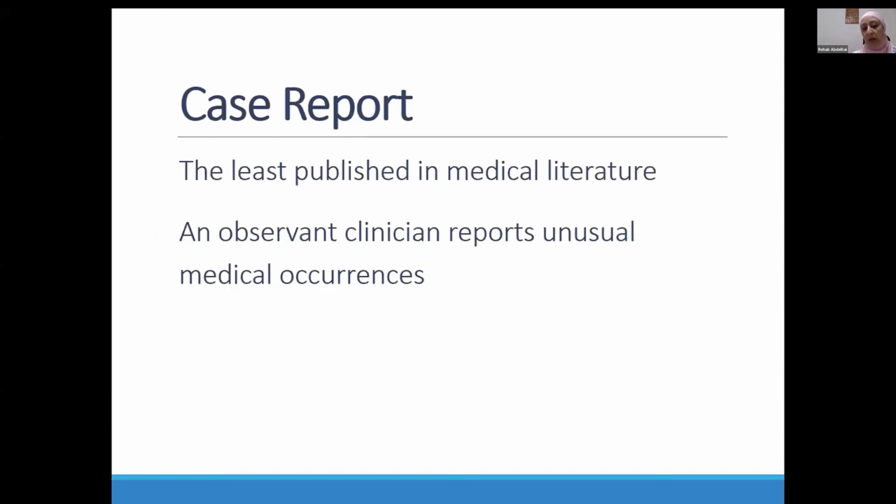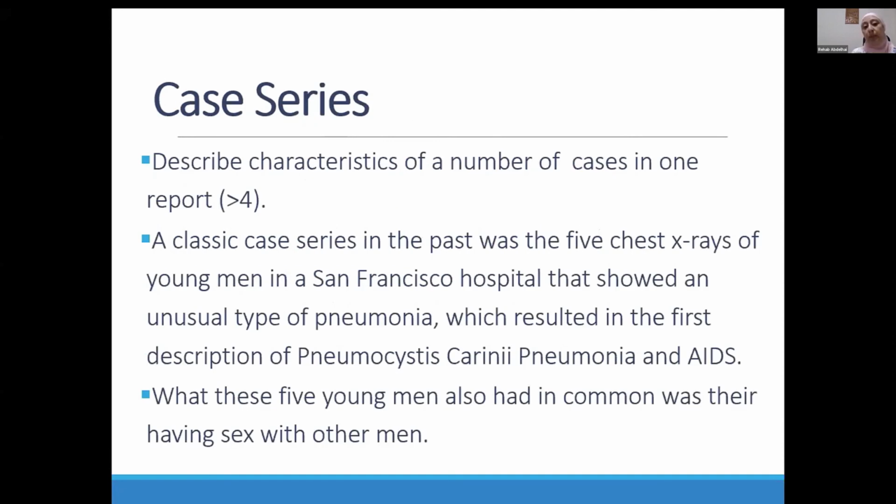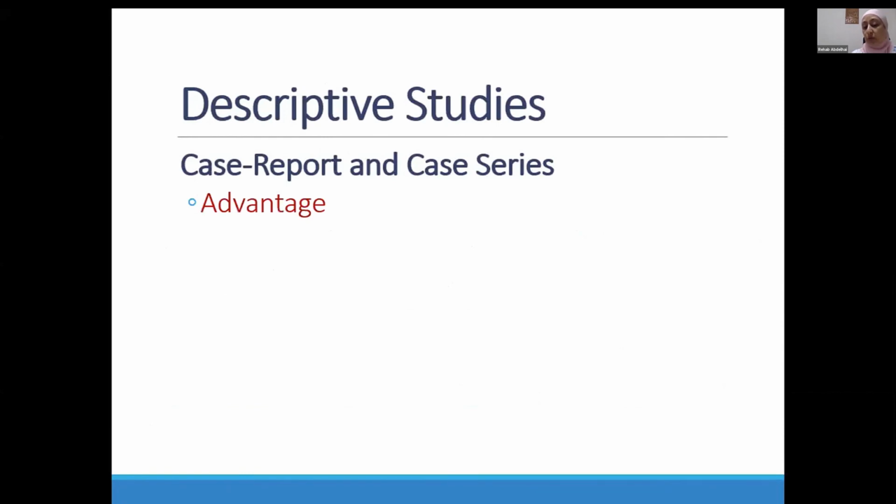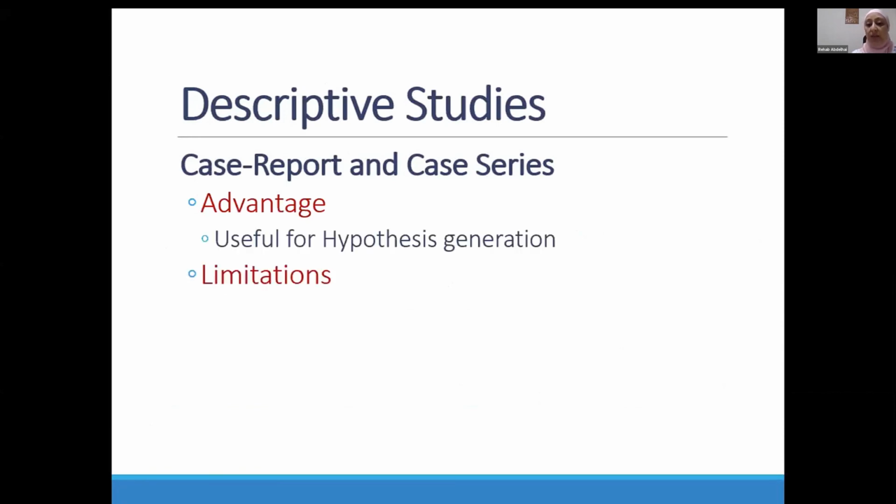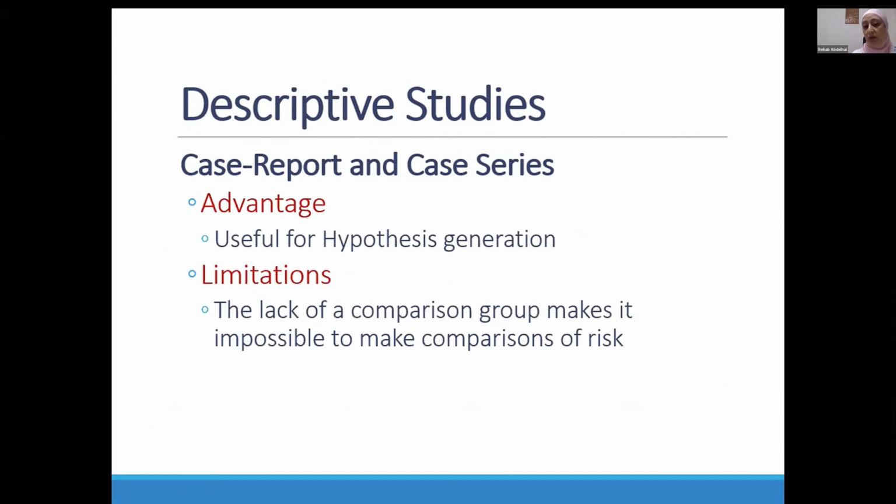Case reports are the least published in medical literature, and it's always about an observant clinician who reports unusual medical outcomes. Case series describe characteristics of a number of cases. In one report, they are usually between 4 to 10 cases. And the first description of HIV/AIDS was a case series study. Case series and case reports are useful for hypothesis generation, and their limitation is they do not have a comparison group, so it's really impossible to make any comparisons of risk.